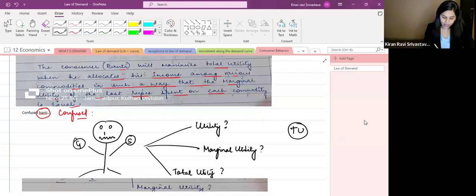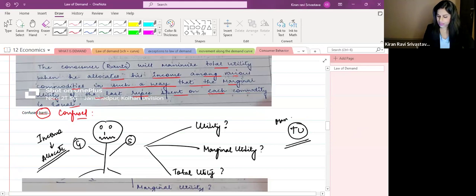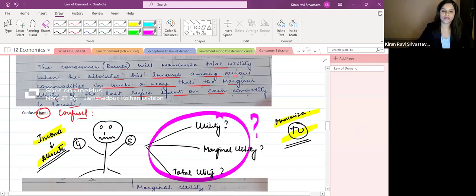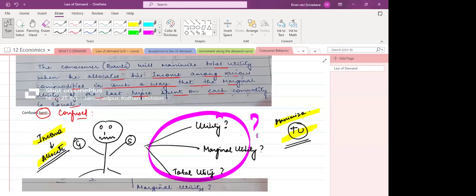Bunty just knows one thing, that he has income and he wants to allocate it, and after allocating, he wants to maximize his total utility. These are the two things he knows. But in between, everything is a big question mark for Bunty. How to understand this? Those who are here with me, till now, are you able to understand? I want you to unmute and just say something. Yes, ma'am. Anyone who is not able to understand?